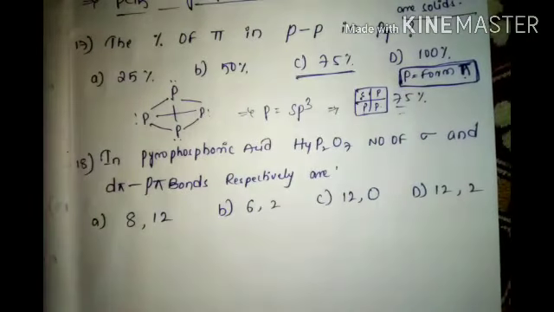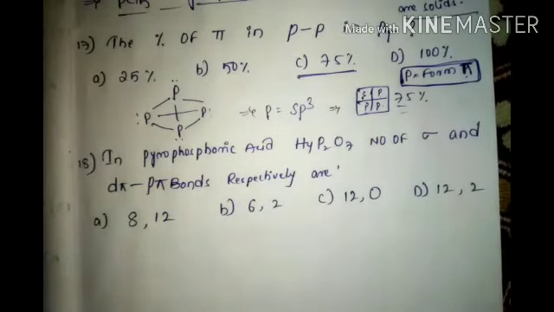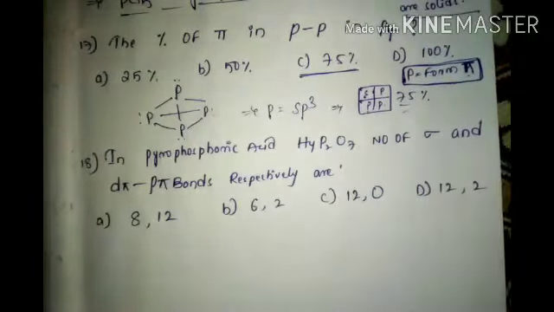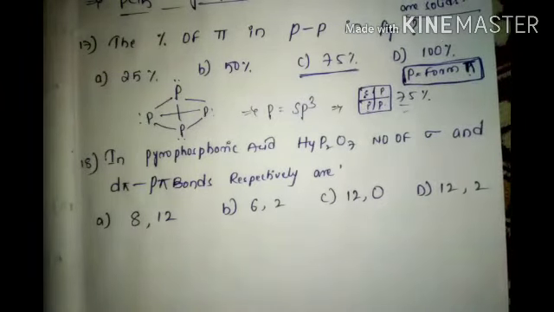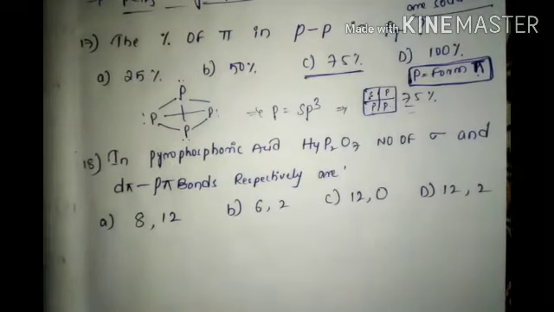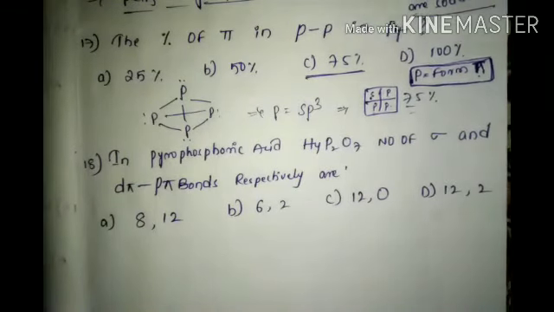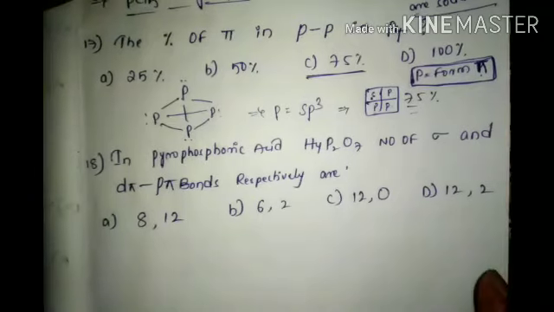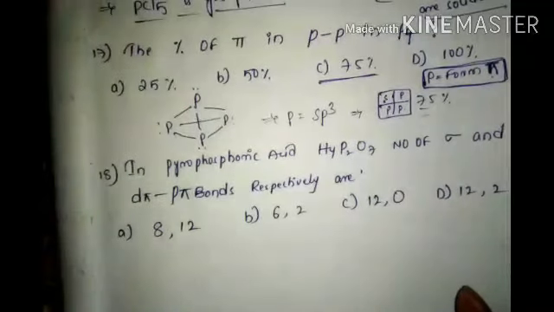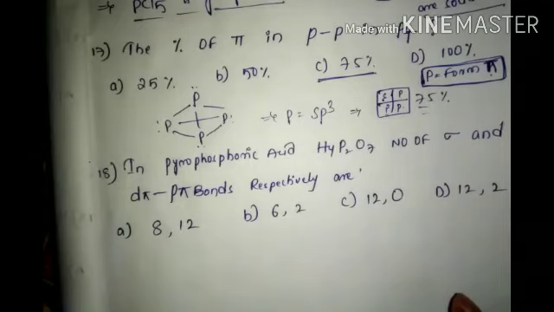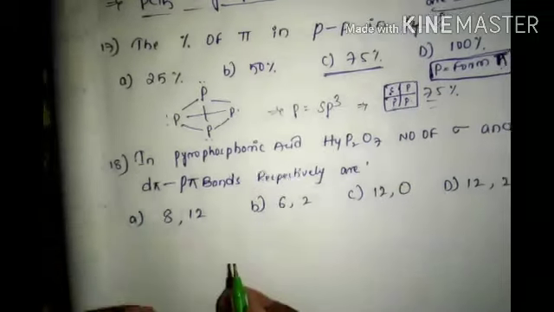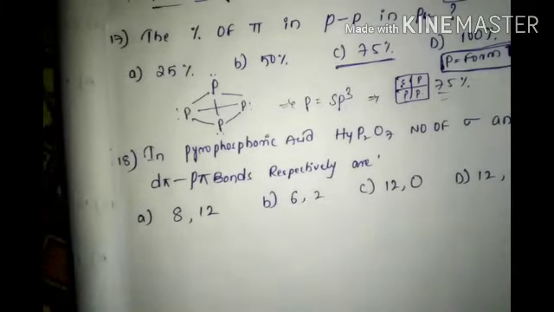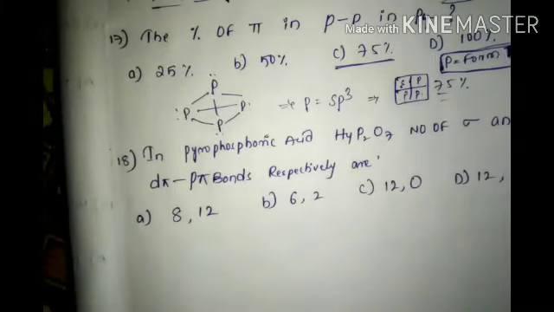Next, H4P2O7: the number of sigma and d pi-p pi bonds respectively. This is important. Okay, so now let's see what it is. Take the structure first of all.